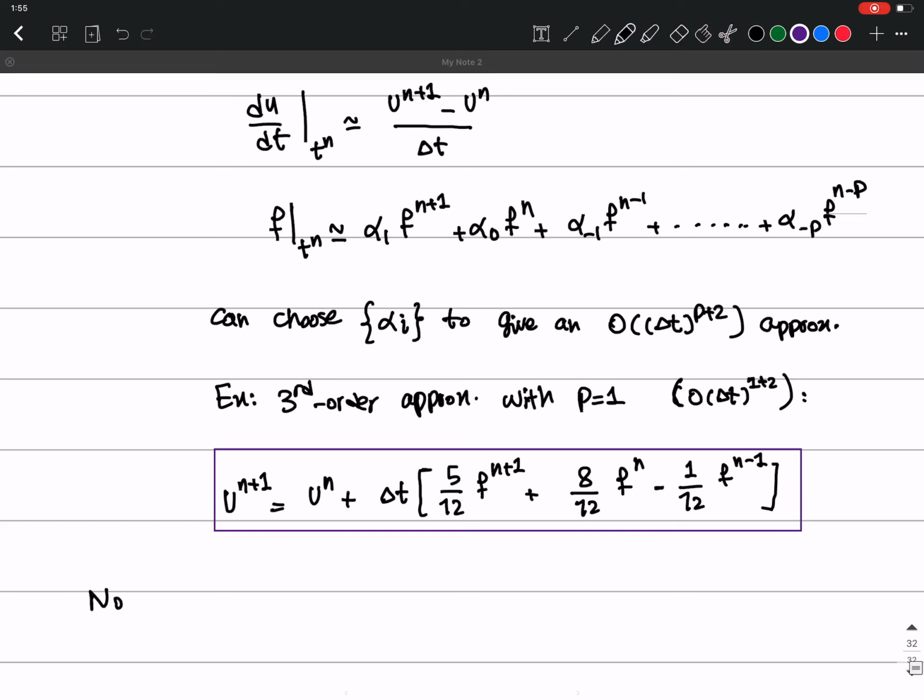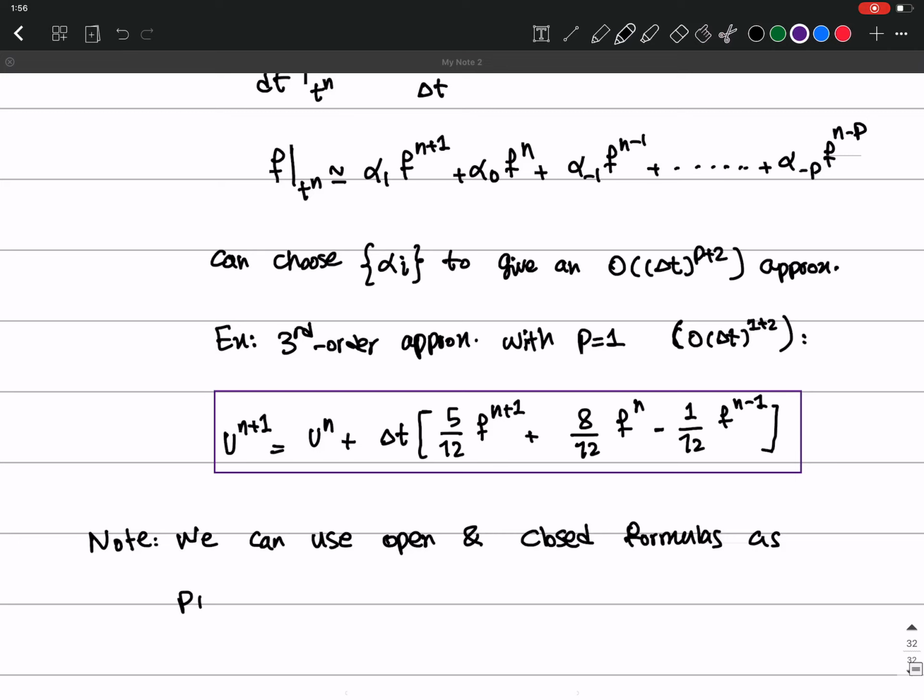And the other note I have is we can use open and closed formulas as predictor correctors. Similar to the other Euler methods, we can use them together.